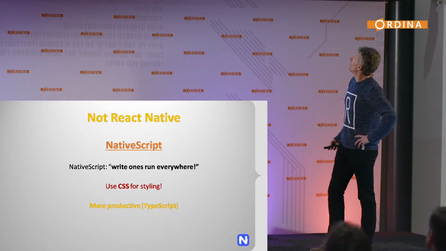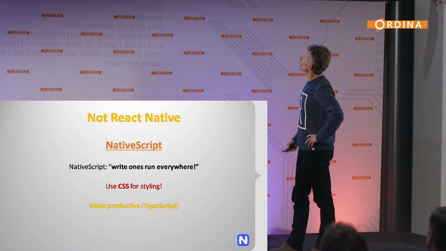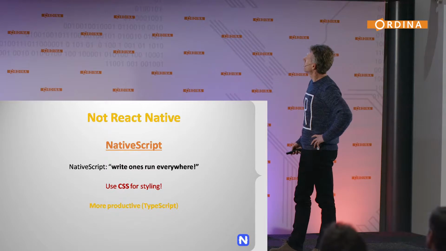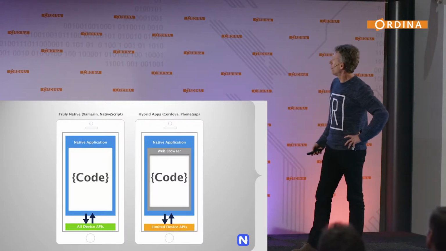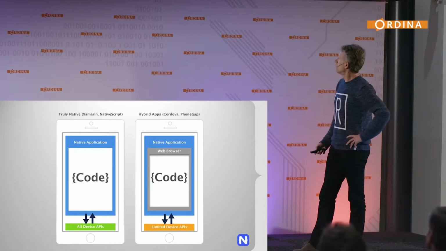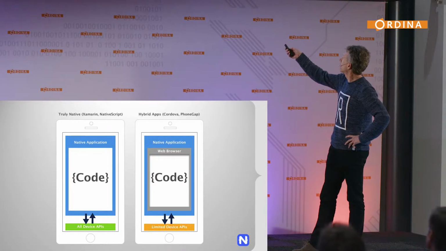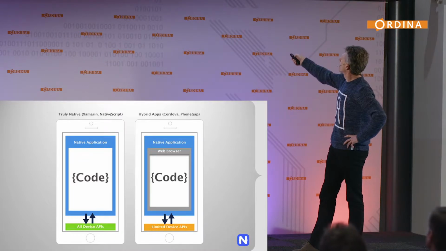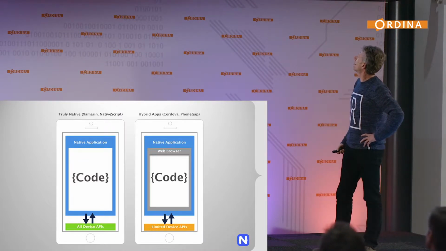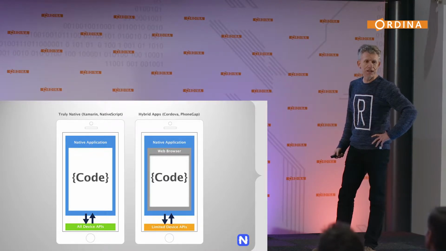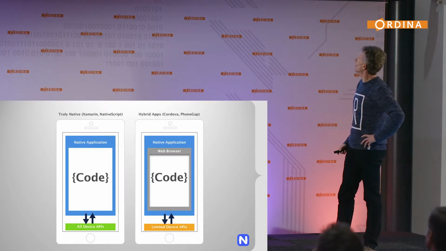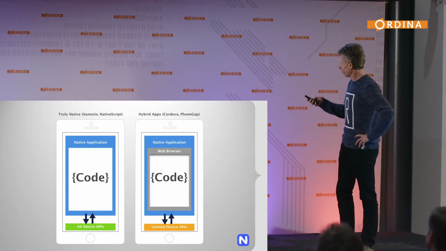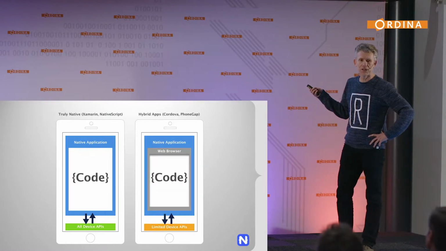Here you see two. On the left-hand side, you can make true native apps with Xamarin and NativeScript, and you can use all your device APIs. On the right-hand side, you see an example of hybrid apps, Cordova and Ionic. That runs on a web view, on a web browser, and you have limited access to the APIs, and the performance is not so good.